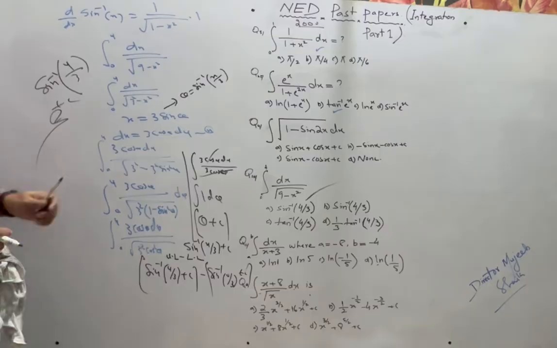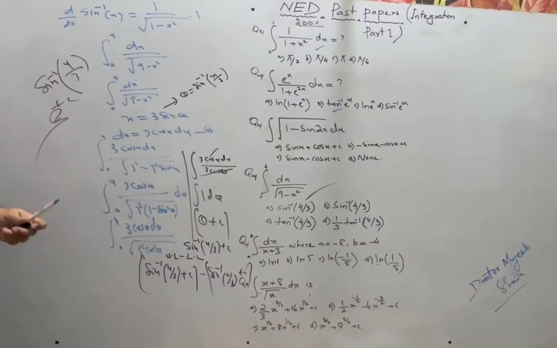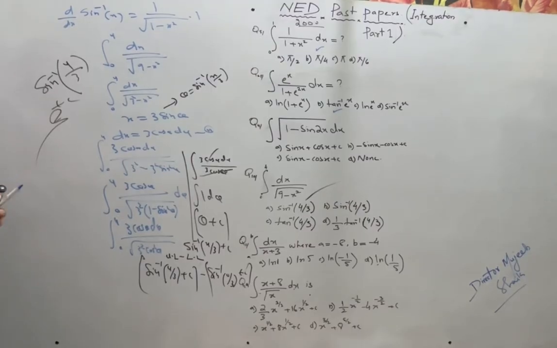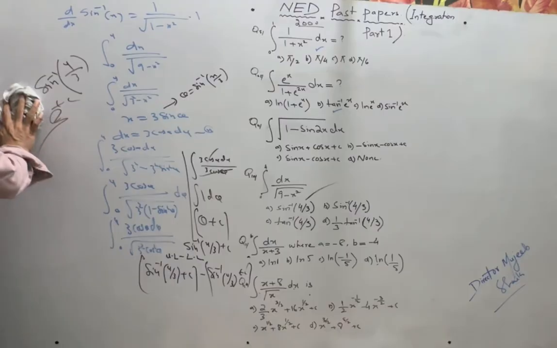In that case, we can also suppose x is equal to 3 cos theta. Both substitutions work, but mostly sine theta is to be taken in such cases.